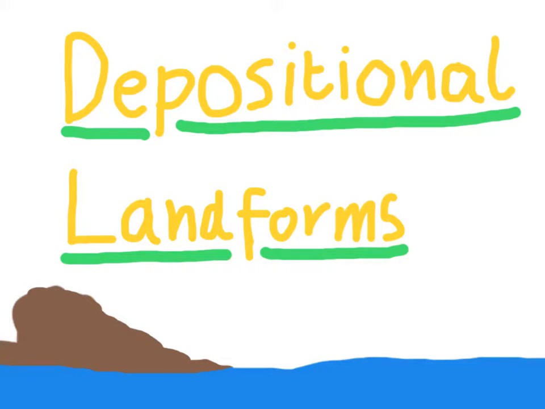Depositional landforms. Deposition refers to when sand, soil, and rocks are added to the beach. How they happen. Constructive waves push the sand, soil, and rocks up the beach, which creates sand walls and gets further pushed up by the wind and the slope.